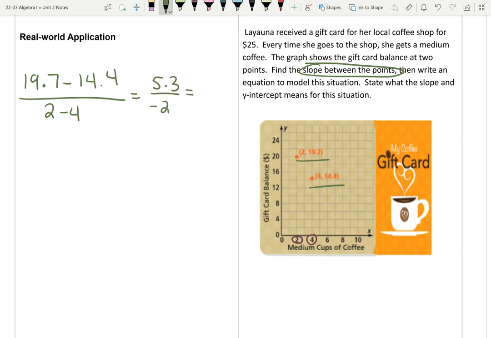And in your calculator, you want to actually divide these numbers. Don't put it in as a fraction or it won't work. So do 5.3 divided by -2. And then you should get -2.65. And that's going to be our m.